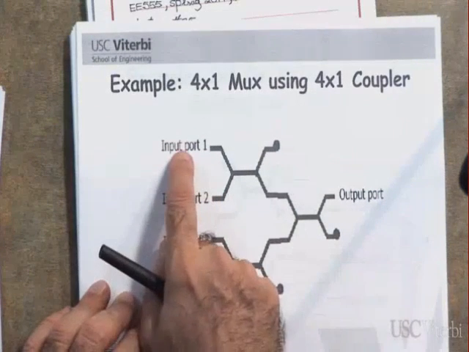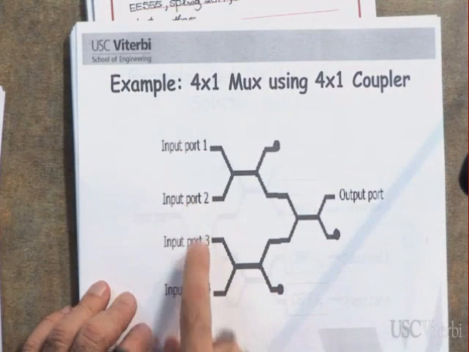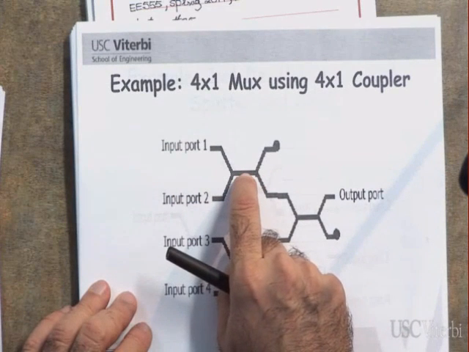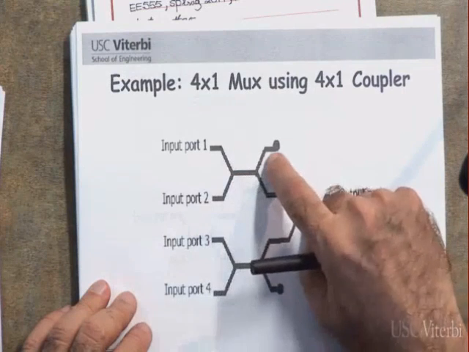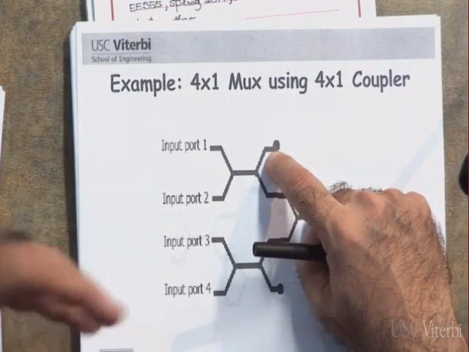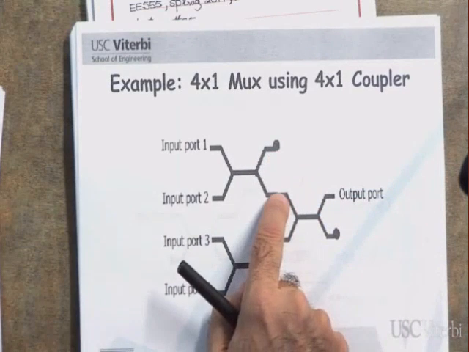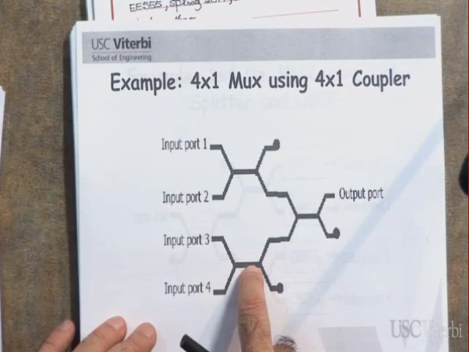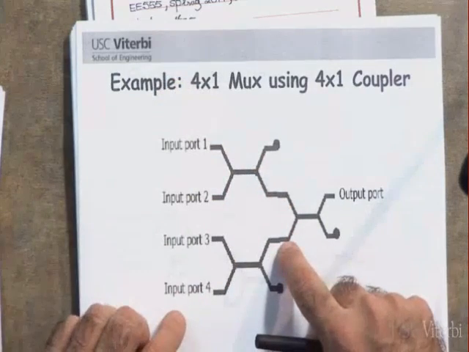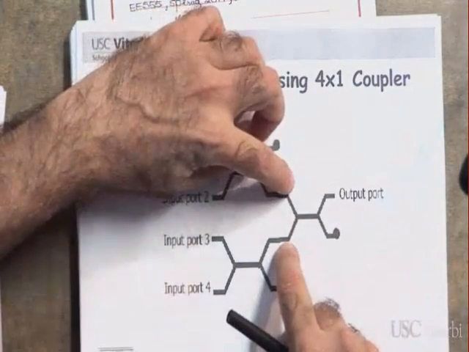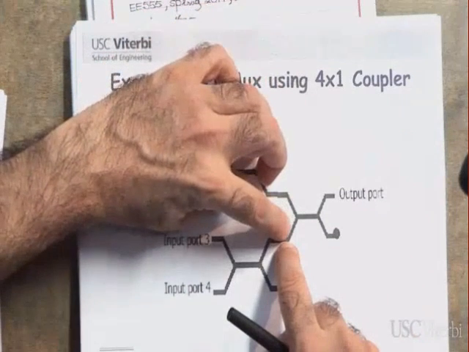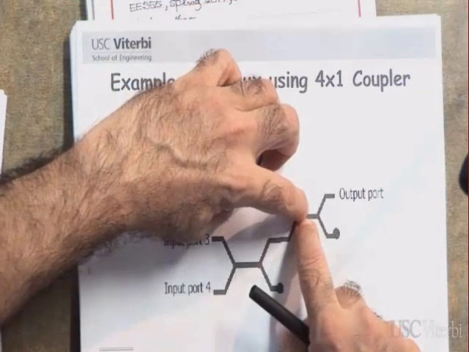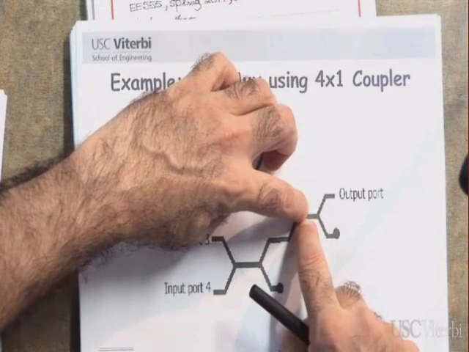This is at lambda 1, lambda 2, lambda 3, lambda 4. What is this one? Lambda 1 plus lambda 2, but at half power. This one is lambda 3 plus lambda 4, split. So what do I have here? Lambda 1 plus lambda 2, and lambda 3 plus lambda 4 get combined to get lambda 1 plus lambda 2 plus lambda 3 plus lambda 4.